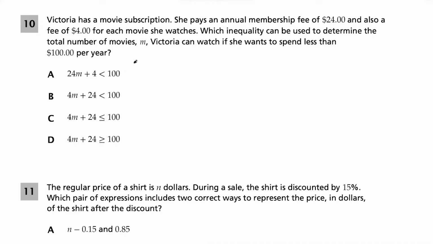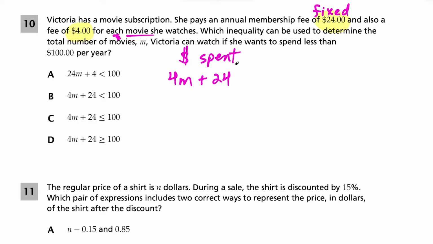For this one, we have to pay very close attention to the difference between the $24 and the $4. The $24 is a fixed amount. Victoria pays this once per year, and this does not depend on how many movies Victoria watches. But the $4 is the fee that Victoria pays for each movie that she watches. So that's why we're going to start off with 4M plus 24, because this is how much money Victoria spends. So this is the money spent here.